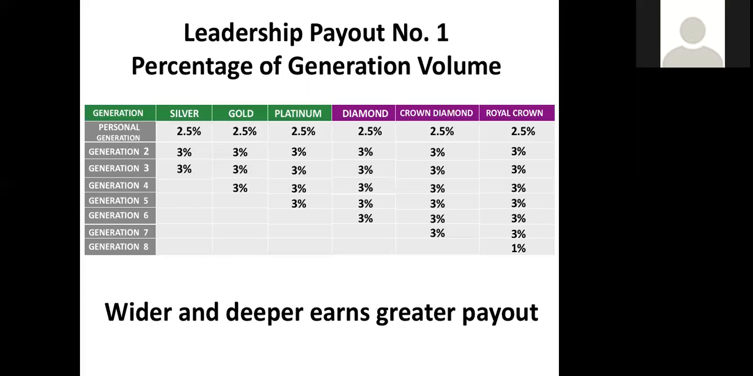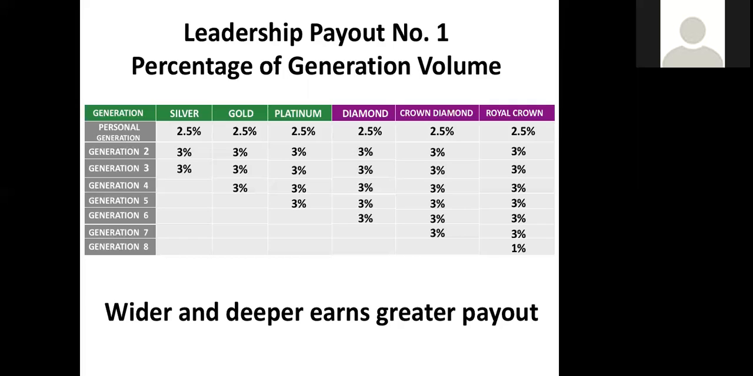Hopefully, this also helps you to realize just why it's so important to try and build within 3 levels of your organization. Because if you think about it, under personal generation as a silver, and assuming that you're the only silver in your organization, there's no other silver below you, you're going to receive unilevel commissions on anyone that you've personally sponsored at 8%, but you would also receive that additional 2.5% of personal generation payout.